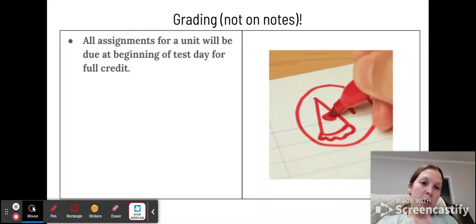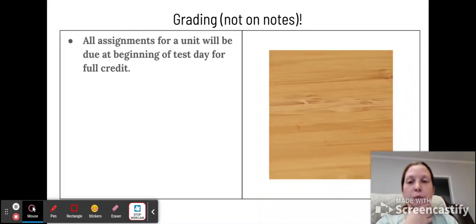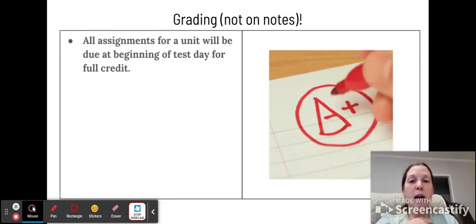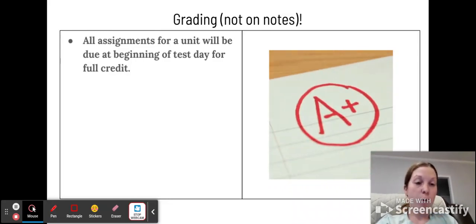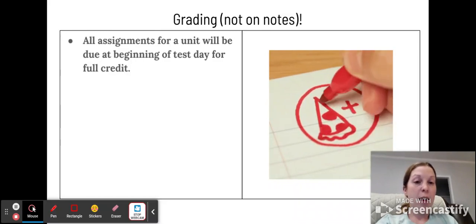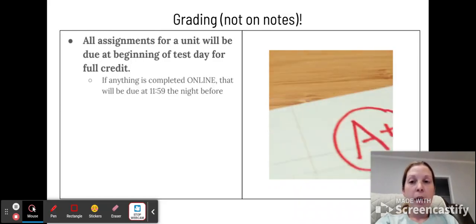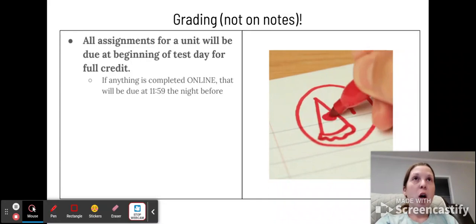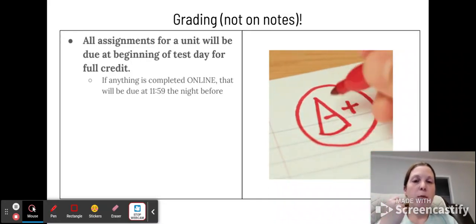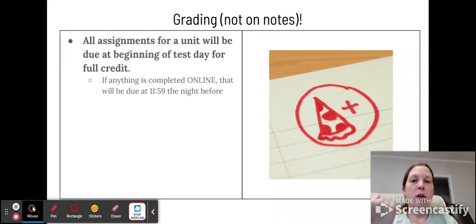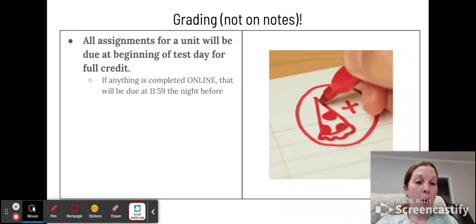Grades. So this part is not in your notes. I'm just going to hit these points as well. So grades. All assignments for your unit are due at the beginning of the test day for full credit. So you've got to make sure to turn that into me on test day. If anything is completed online, if we have some mastery checks that I happen to put online, we have some labs that you turn in online, things like that, they're due at 11:59 the night before the test.